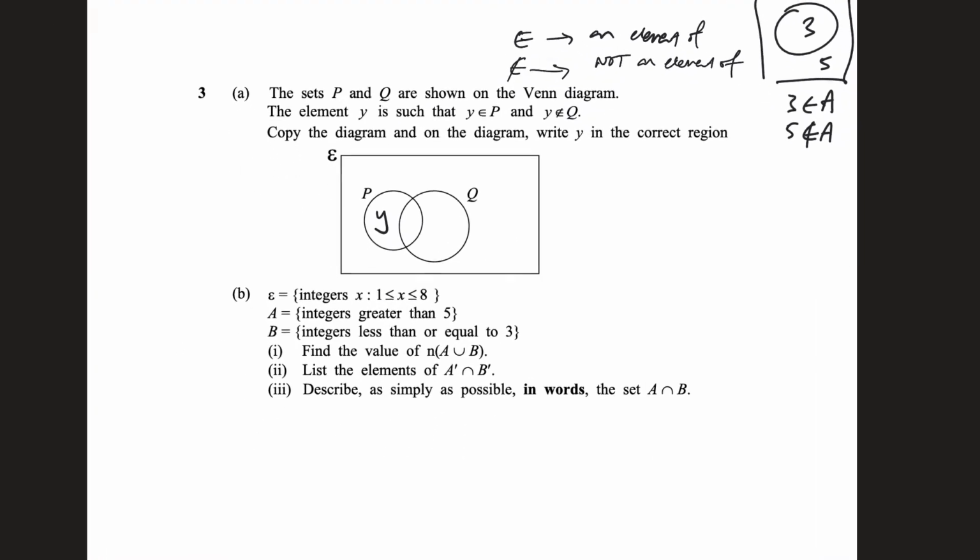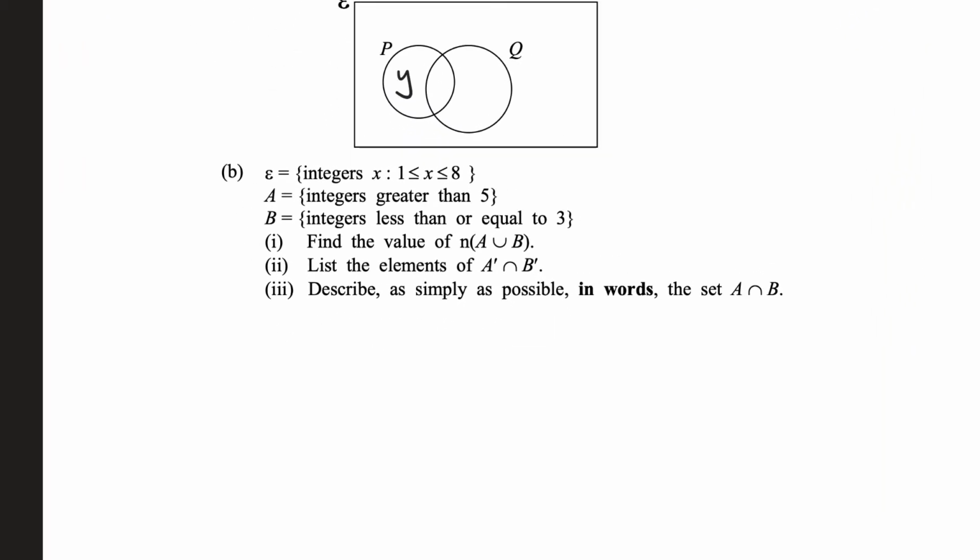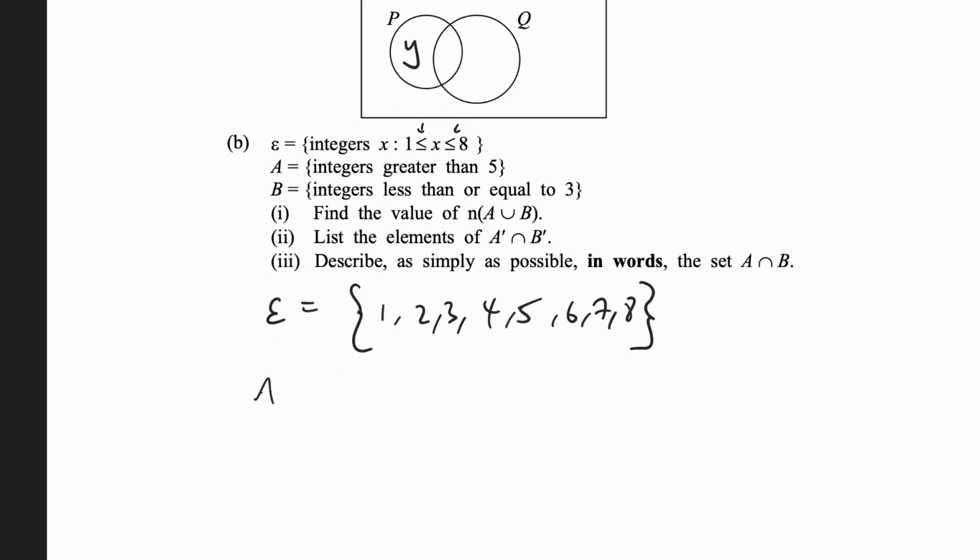And then over here, part B. Once again, I think we should write down what it means. So integers x, from 1 to 8. So now we actually include because it's less than or equal to. These are all equal to signs, so we do include 1 and we do include 8. And A, integers greater than 5. So greater than 5: 6, 7, and 8. And they have to be in the universal set.